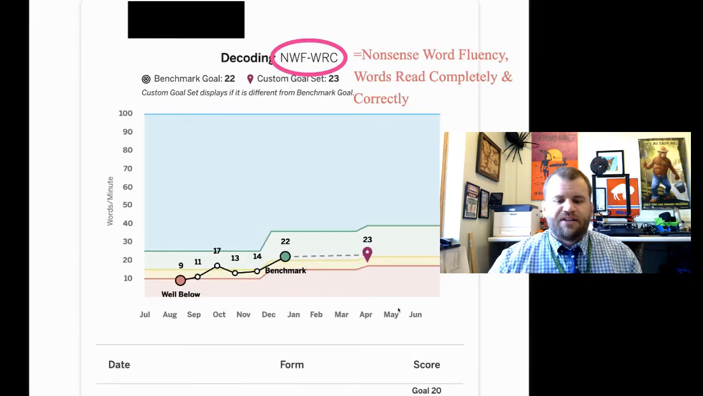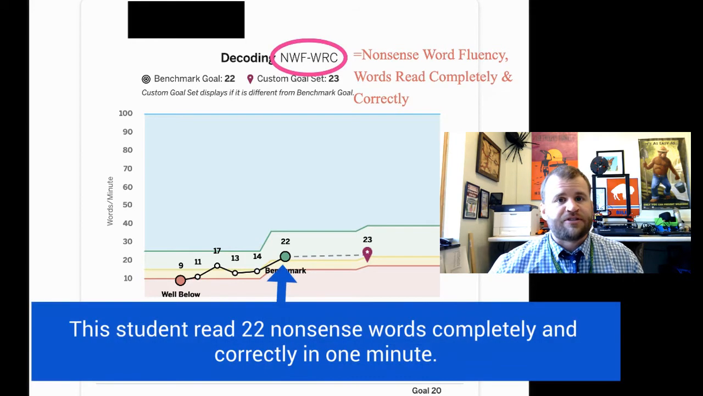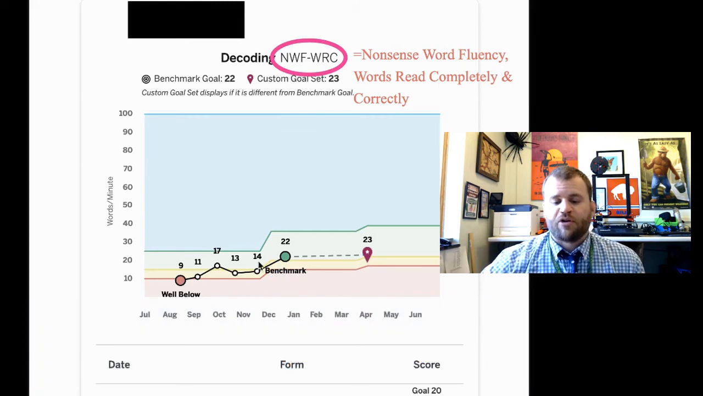The next one is the NWF WRC, and that stands for Nonsense Word Fluency, Words Read Completely Correctly. Again, they're given a list of nonsense words. They need to decode them, turn the letters into sounds, the sounds into words. Same thing applies with the graph. This student started well below benchmark and has worked his or her way up into the benchmark range, which we love to see. And this is the individualized goal for this specific student. Each student's individualized goal is different.